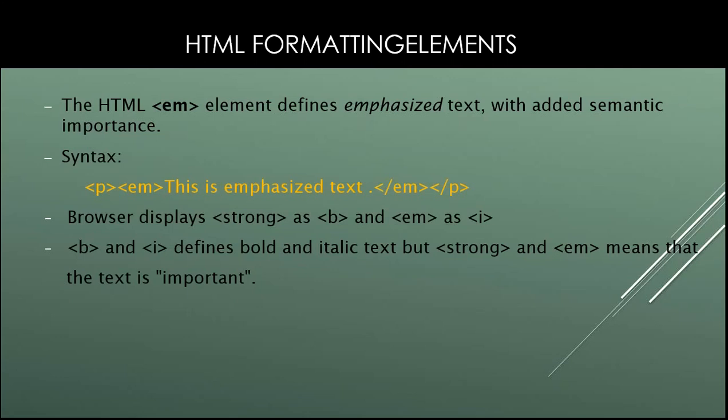B and I generally show just the text in bold and italic format. If you see the output for strong and B, it is almost similar. Generally the browser displays strong text as bold text only and emphasized text as italic only. But the difference is that B and I define the bold text and italic text only, but strong and EM mean the text has some importance.